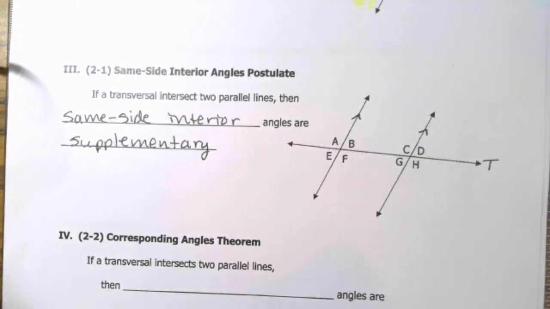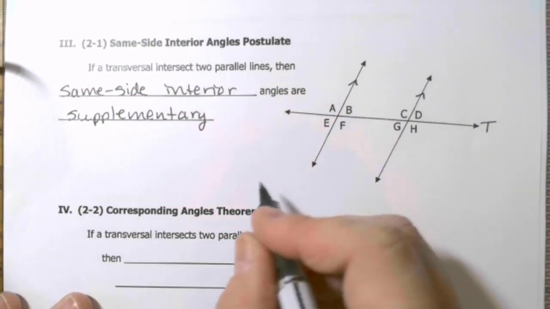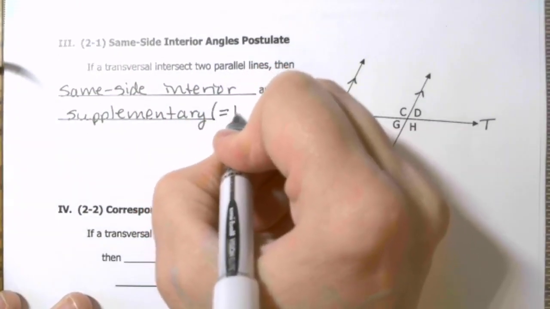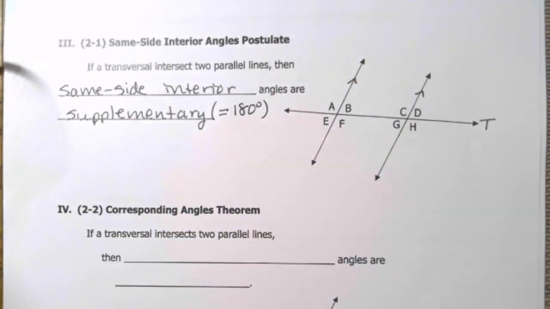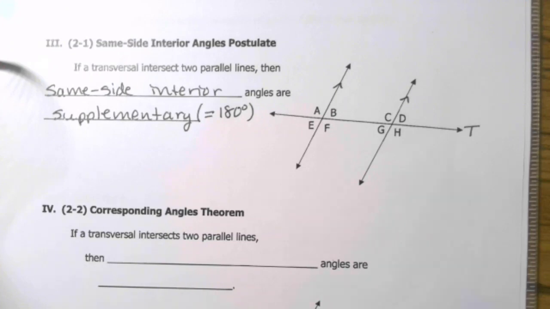Supplementary is a word we learned from Algebra 1. Supplementary means that they add up to 180 degrees. It does not mean they're the same as each other. It means they add up to 180. All right, so let's look at some pairs of lines.